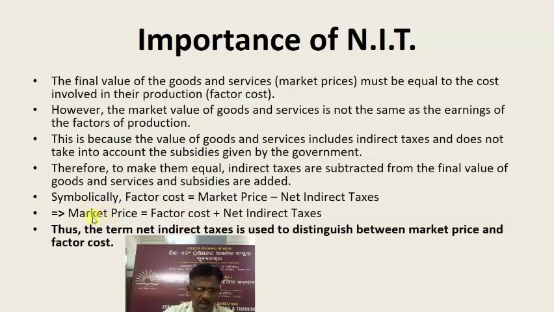So generally, if you are purchasing any good or any service from the market, you are paying tax. So that is indirect tax. So indirect tax is a part of the value, that is the price of the product in the market. So factor cost plus net indirect taxes is equal to market price. Likewise, market price minus net indirect tax is equal to factor cost.